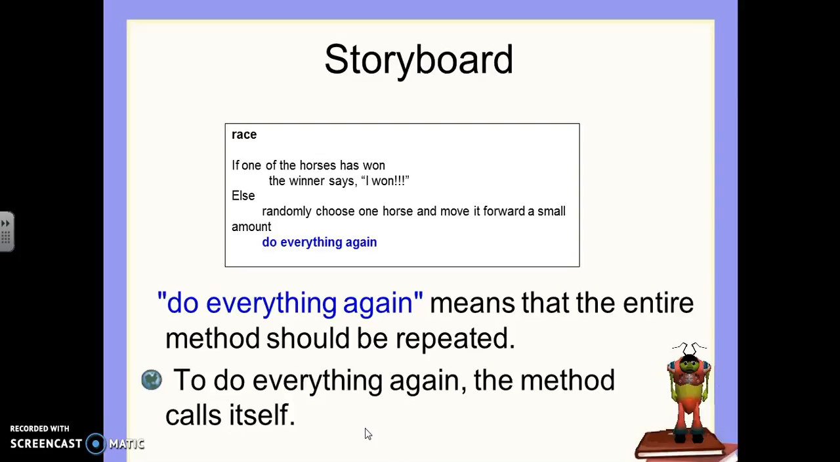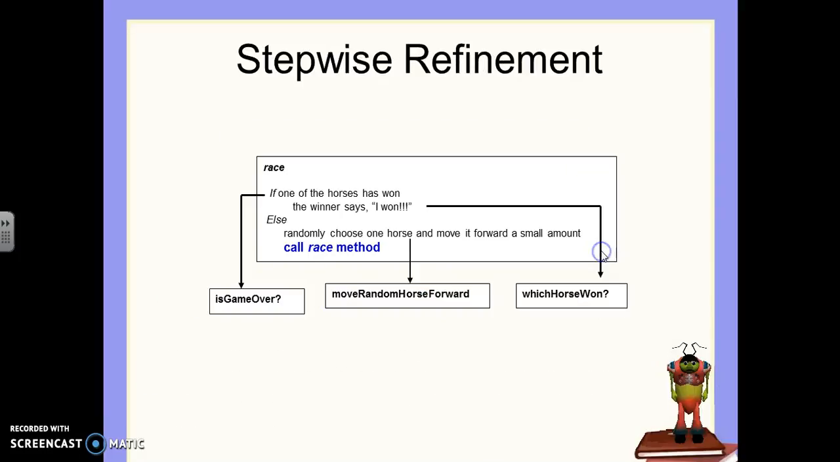In order to do this, what's our storyboard going to be? Race, which means if one horse has won, the winner is going to say, I won. Else, randomly choose one horse and move it forward a small amount. And then we want it to do everything again. So we want to call upon our race method again within itself at this point in the storyboard. Do everything again means that the entire method should be repeated. To do everything again, the method has to call upon itself.